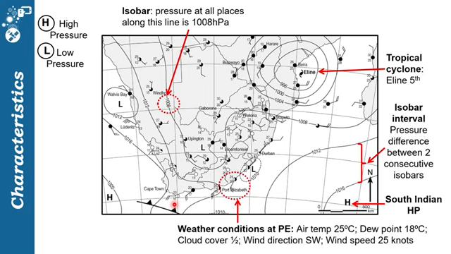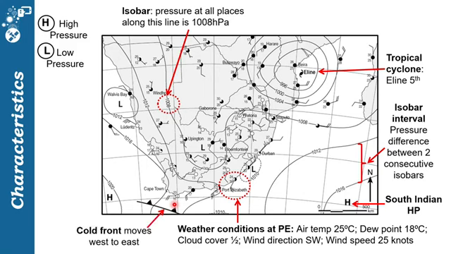There is Port Elizabeth, or Kebega as it is known nowadays, and there's a weather station at Kebega, and we can see that at that particular weather station, the air temperature is 25 degrees Celsius, the dew point is 18 degrees Celsius, cloud cover a half or 4/8, wind direction, the wind is coming from the southwest at the speed of 25 knots. But you already know how to analyze that weather station model.